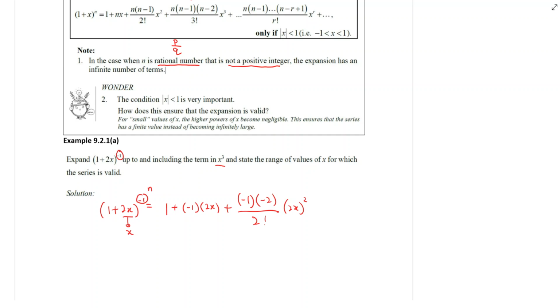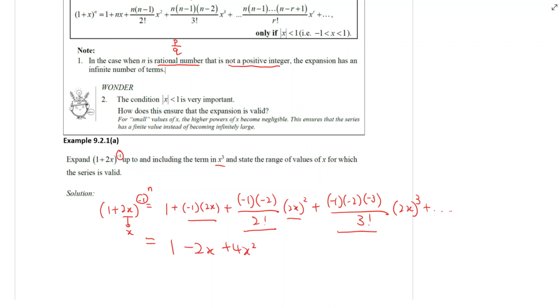They ask for up to x cubed, so we need one more term: minus 1 minus 2 minus 3 over 3 factorial, 2x to the power of 3. Remember to put plus dot dot dot behind, and all you need to do is use your calculator. This would be minus 2x. Use your calculator for this, multiply by bracket 2 square, and you will have 4x square. Use your calculator for this, multiply by bracket 2 to the power of 3, and then you will have 8x cubed plus dot dot dot.